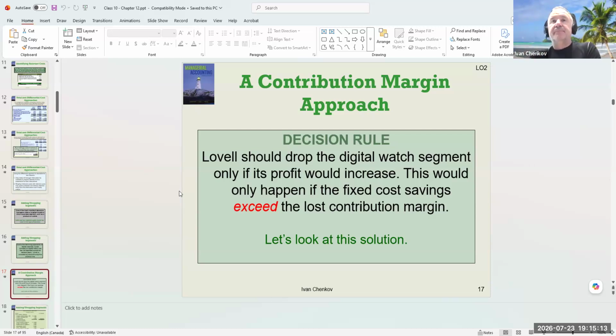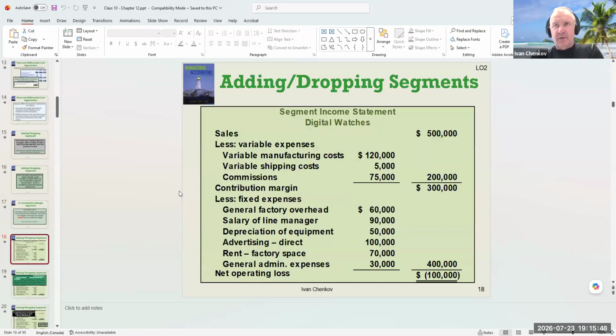What's important then is that we have to find out the contribution margin that we're losing, because the contribution margin is sales minus the variable cost. If the contribution margin loss is more than the cost saving, don't. But if the cost saving is more than the contribution margin lost, then yes, go for it. Let's see how we're going to do it.